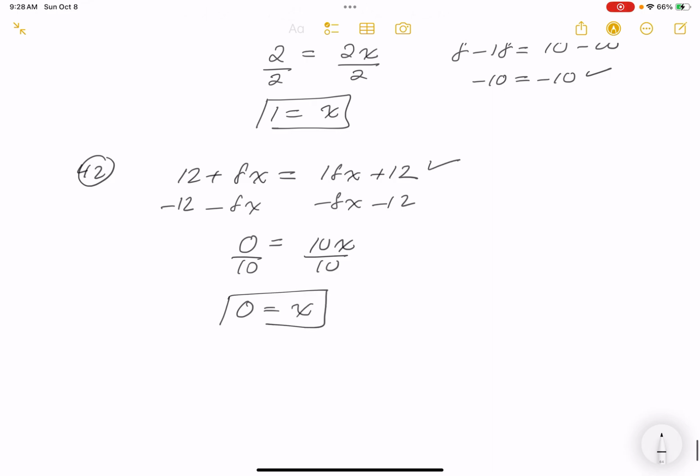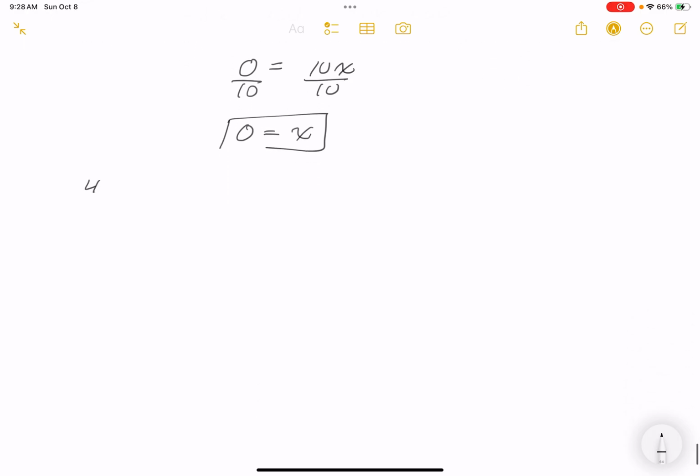As you know, I'm going to check it in the original. That's going to be 12, and 8 times 0 is just 0. On the right side, 18 times 0 is 0, and you get 12. Works out pretty nicely. Let's go to 43. And 43 is 12 plus 18x equals 18x plus 9. Problems really do look remarkably the same, don't they?